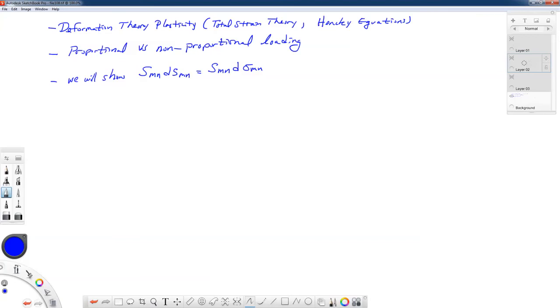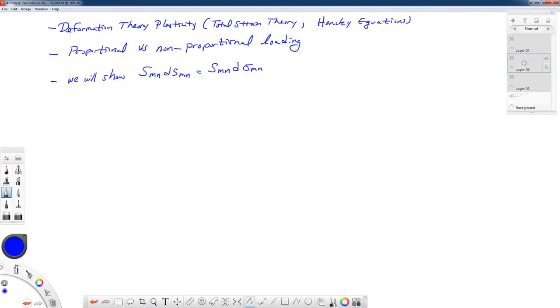And we're going to show this identity that S_mn dS_mn is equal to S_mn dσ_mn, where S is our deviatoric stresses, and we've used our summation notation that's implied through our index notation. Of course, dσ_mn are regular stress increments, and dS_mn are deviatoric stress increments. Let's talk a little bit about proportional versus non-proportional loading first.